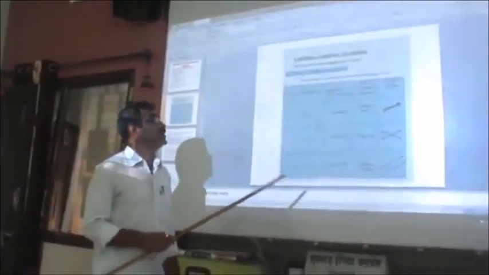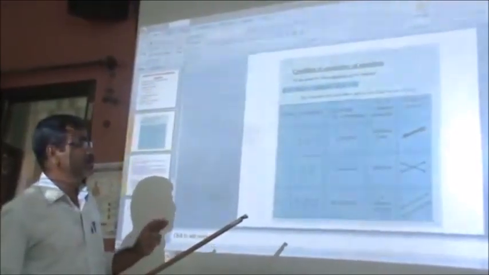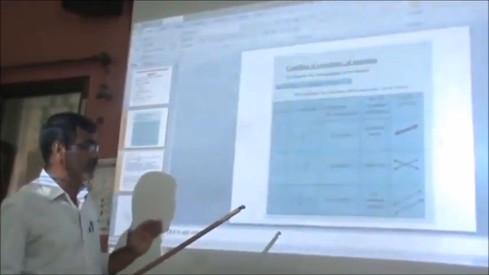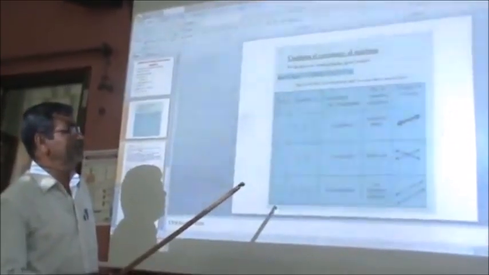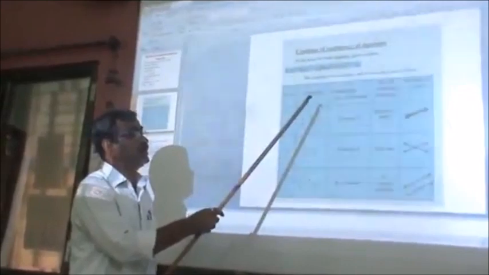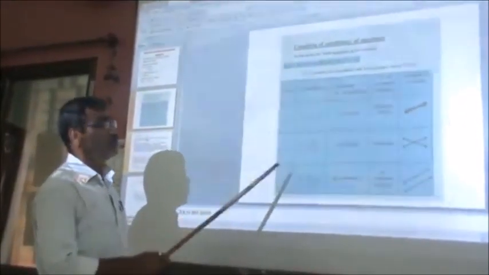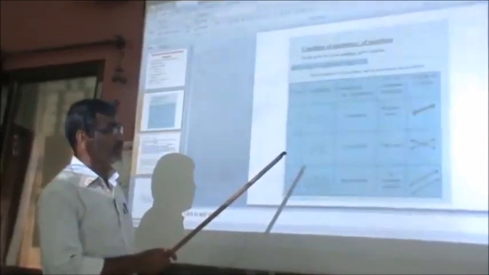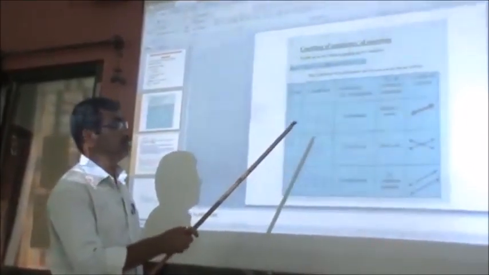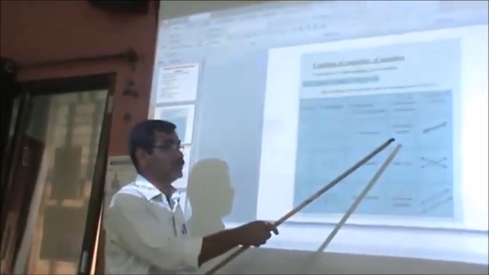Now here condition of consistency of equation. Now there are three conditions for the consistency of equation. If in the equation, these equations are of the type a1x plus b1y is equal to c1 and a2x plus b2y is equal to c2. Here if the ratio of the coefficients a1 upon a2 is equal to b1 upon b2 is equal to c1 upon c2, then such equation is called the consistent equations, and this equation has infinitely many solutions.